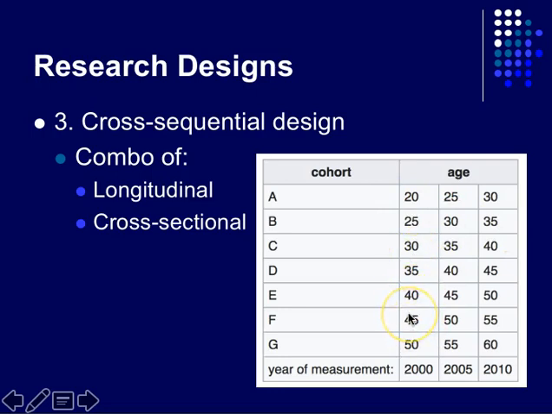So what you're trying to do here is to eliminate problems with historical period by looking at that, and then eliminate problems with different groups by following them across time and so on. This is a really great design. It is rarely done because, again, it's very expensive. It takes a lot of time over often many years.